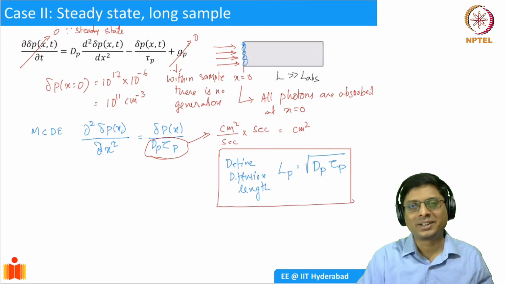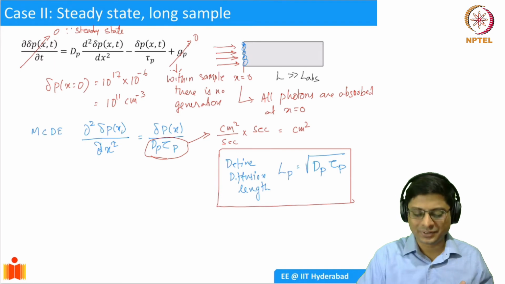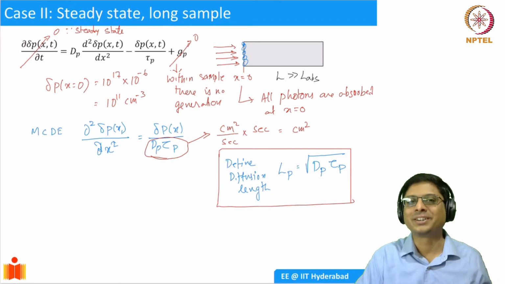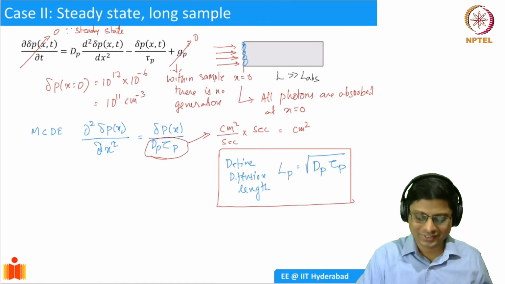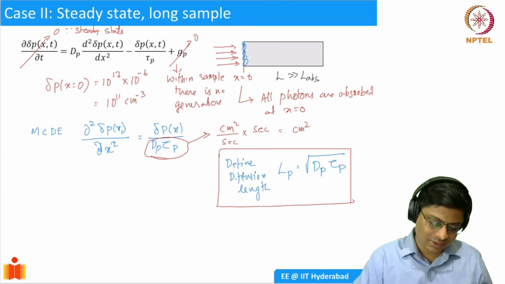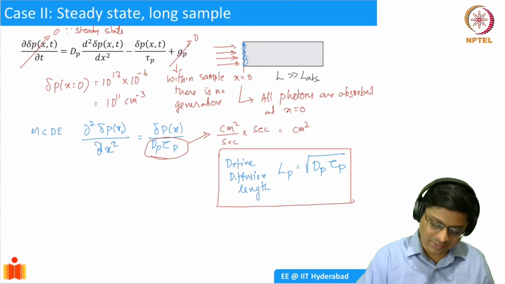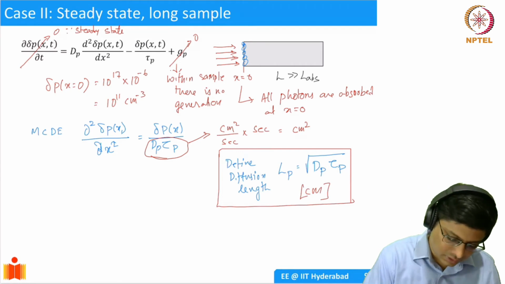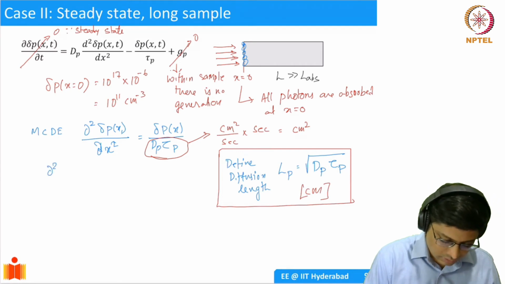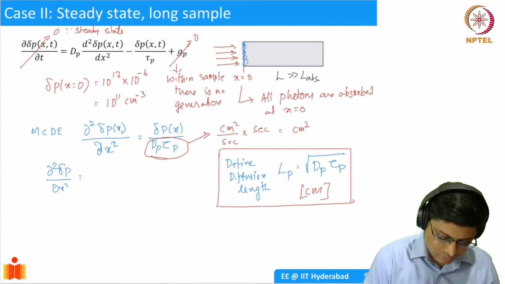Always remember, in semiconductor device physics, the convention is that we use centimeters for length. We don't use meters. This is a strange convention, but all the textbooks use it, for historical reasons. It's much more common. So this is going to have units of centimeter. So now what happens to this equation? This equation now becomes d square delta p by dx square equal to delta p by L square.